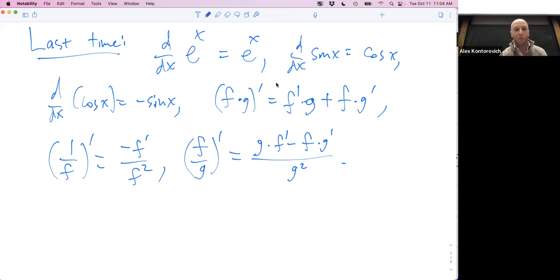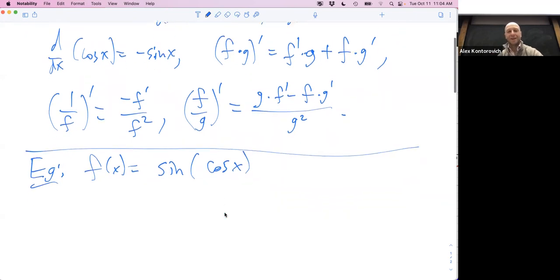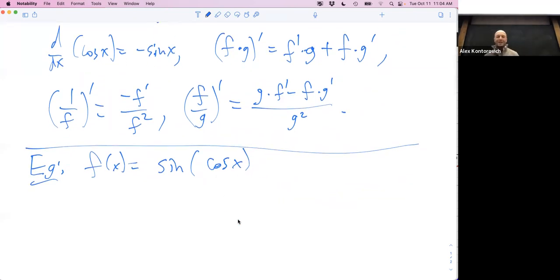All right, let's add some more, not rules, but I would say shortcuts to our arsenal. So here's a really weird function. So let's try to work out this function. F of x is equal to, I don't know, sine of cosine of x. Let's just do something crazy. What the hell is this thing?